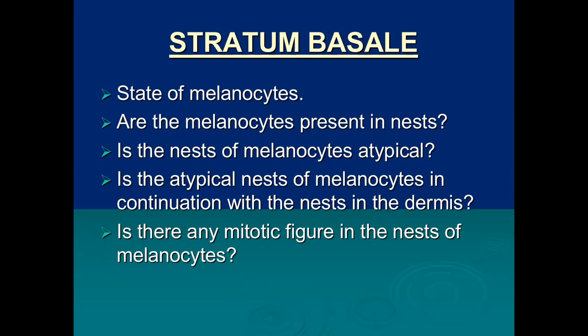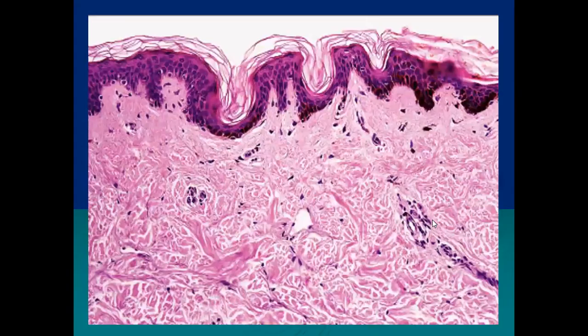Stratum basale contains melanocytes. So all the pathologies which are related to melanocytes originate from the stratum basale. So in case you are suspecting a benign or malignant tumor of melanocytes, you have to look for the basal layer. Are the melanocytes present singly or in nests? Is the nest of melanocytes atypical? Is the atypical nest of melanocytes in continuation with the nests in the dermis? Or is there any mitotic figure in the nests of melanocytes?